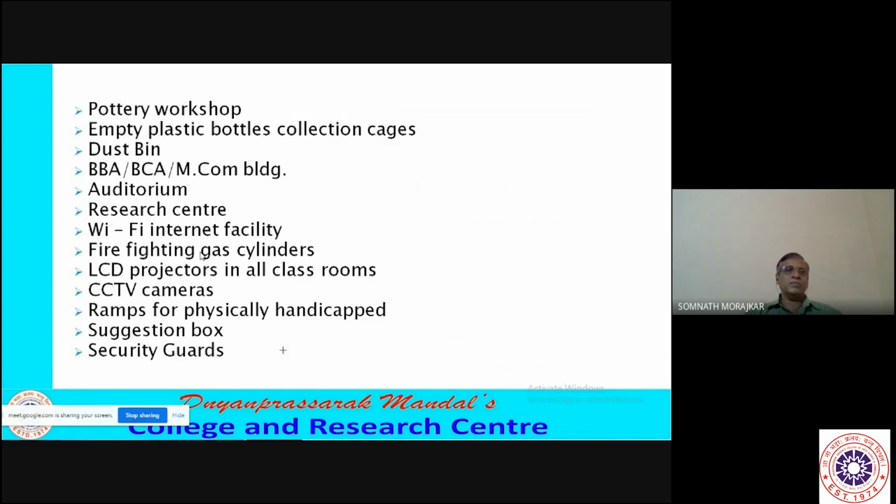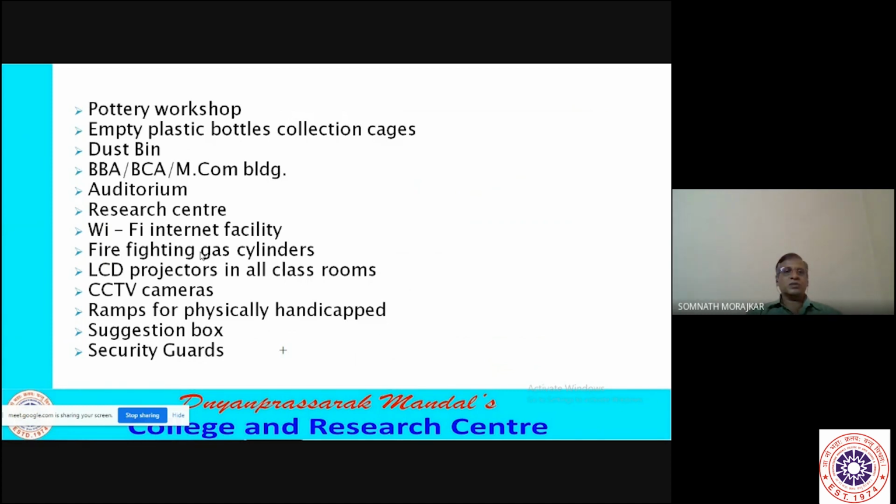Then we have the BBA, BCA, and MCOM building. We have a big auditorium having a capacity of 500 audience at one time. In the BBA, BCA, and MCOM building, there is also a research center. The college has Wi-Fi internet facility. So in case you want to make use of the Wi-Fi internet facility, you have to register your mobiles or laptops with the college authority.